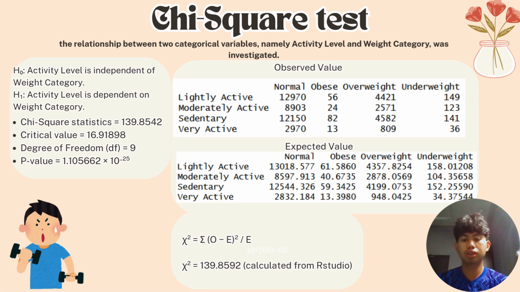For the conclusion, there is sufficient evidence to conclude that activity level and weight category are significantly associated. These findings suggest that different levels of physical activity are related to different weight categories. Individuals with different activity levels tend to have different BMI related weight classification.